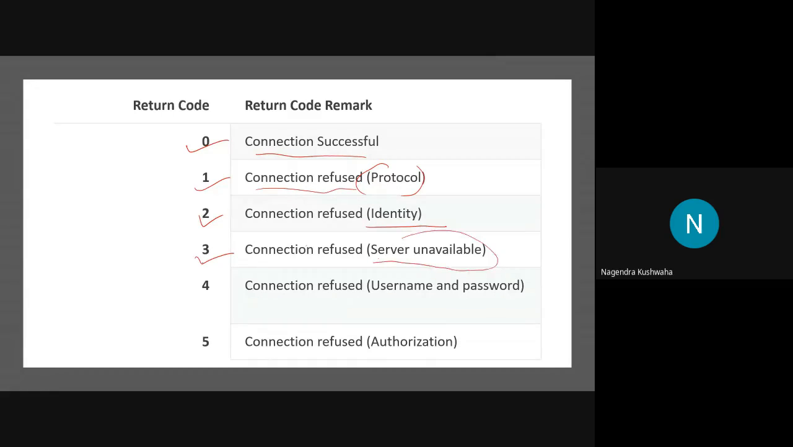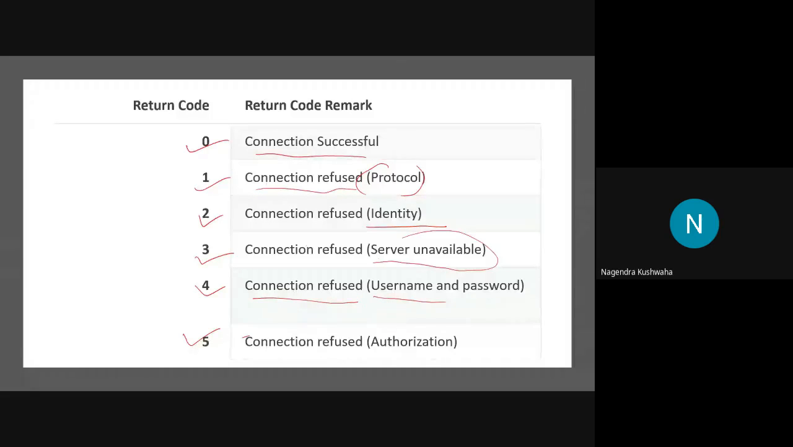When it returns four, the connection is also refused, but it is due to a username and password mismatch. And when it returns five, again the connection is refused, but this time due to authorization, because this client may not be authorized to connect to that particular broker.